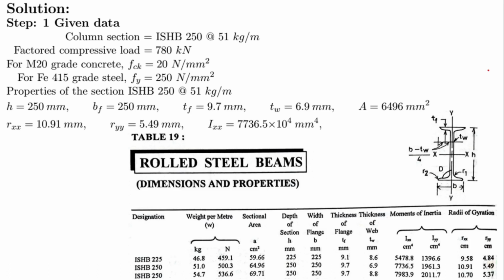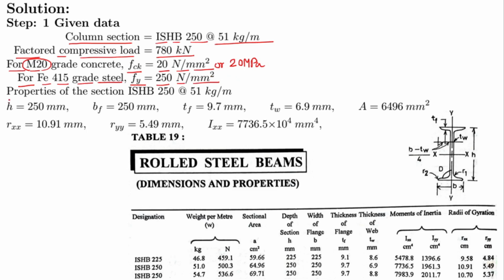First of all, I shall write the given data as per the question. The given column section is ISHB 250 at the rate 51 kg per meter. Then factored compressive load is 780 kN. As here the grade of concrete is M20, the characteristic compressive strength for concrete, which is fck, is 20 Newton per mm square or simply 20 MPa. Then for Fe 410 grade steel, yield stress fy is 250 Newton per mm square.